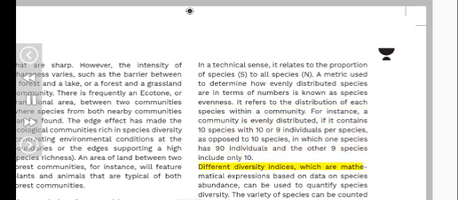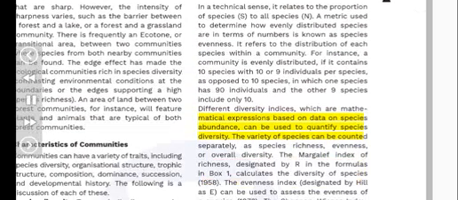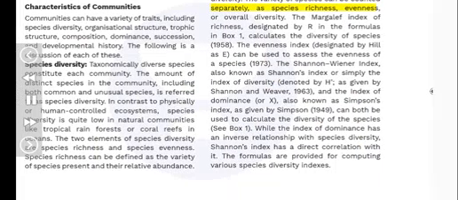Different diversity indices, which are mathematical expressions based on data on species abundance, can be used to quantify species diversity. The variety of species can be counted separately as species richness, evenness, or overall diversity. The Margalef index of richness, designated by R in the formulas in box 1, calculates the diversity of species, 1958. The evenness index designated by Hill as E can be used to assess the evenness of a species, 1973. The Shannon-Weiner index, also known as Shannon's index or simply the index of diversity denoted by H, as given by Shannon and Weaver, 1963, and the index of dominance or lambda, also known as Simpson's index, as given by Simpson, 1949, can both be used to calculate the diversity of a species, see box 1.